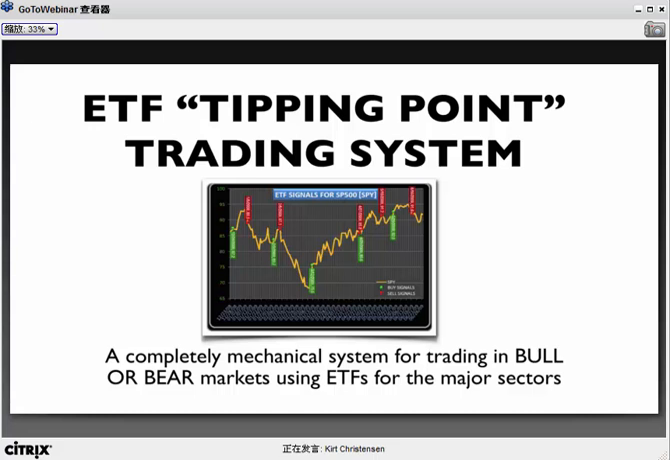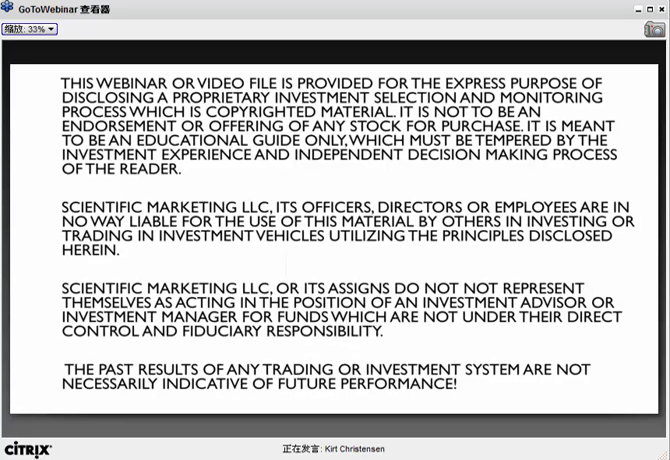We're going to talk today about a completely mechanical system for trading in bull and bear markets. Now, before we get on to that, of course, we need to disclose that this is provided for the express purpose of disclosing a proprietary investment system that is copyrighted material and is not to be used as an endorsement or offering for any stock or purchase. It is meant to be an educational guide only. And the most important part is the last part here, where it says the past results of any trading or investment system are not necessarily indicative of future performance.